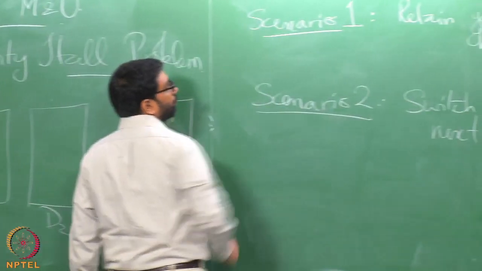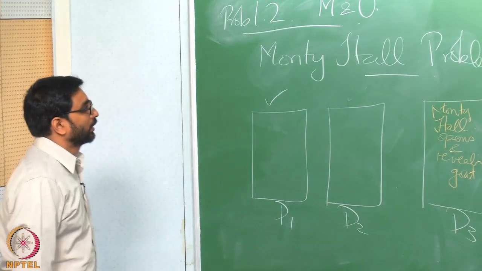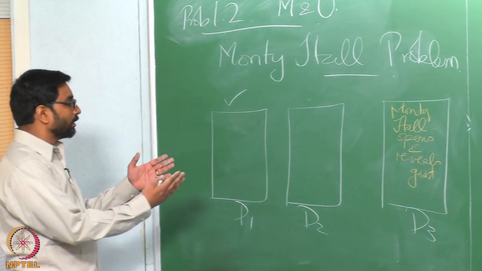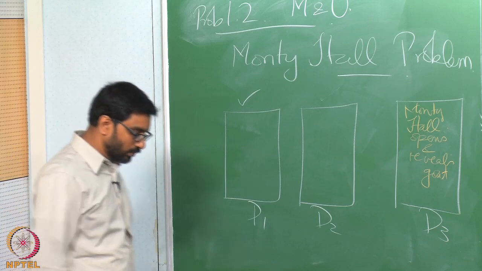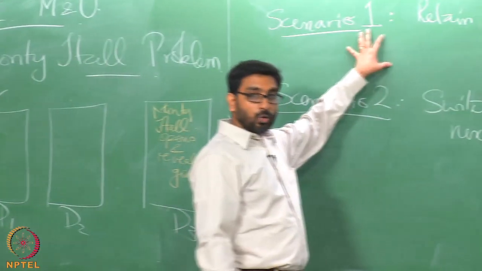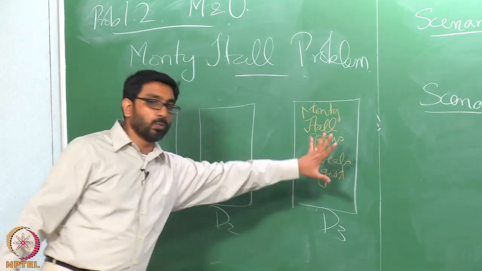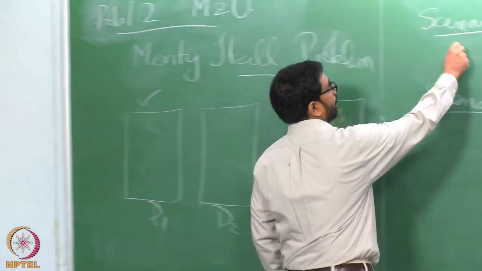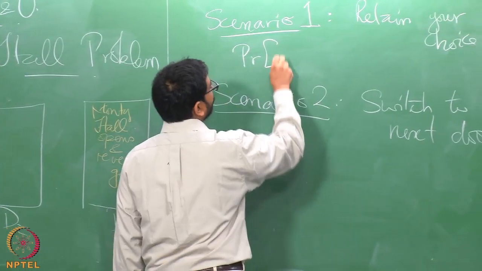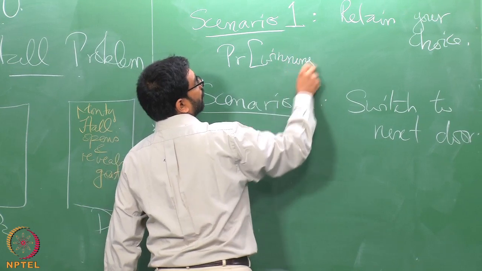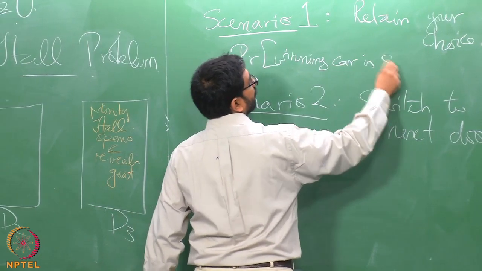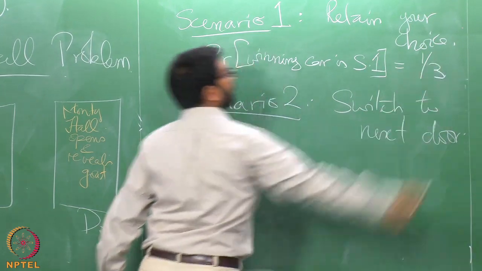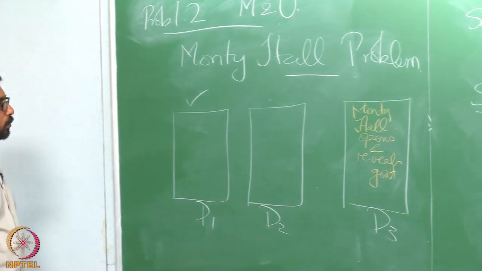So, what is the probability of getting a car under scenario 1? Well, if you think about it, in scenario 1, you are going to choose a door uniformly at random between D1, D2 and D3, and you are going to stick to that. So, the probability of a car in scenario 1 equals 1 over 3.